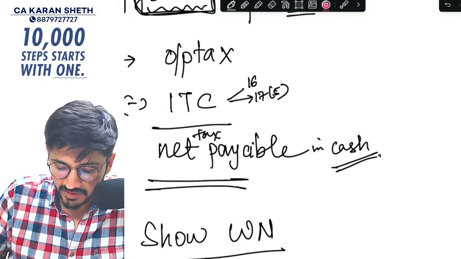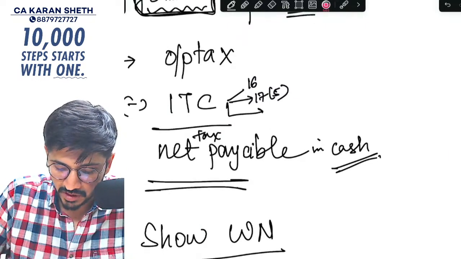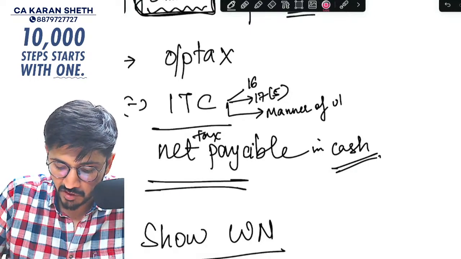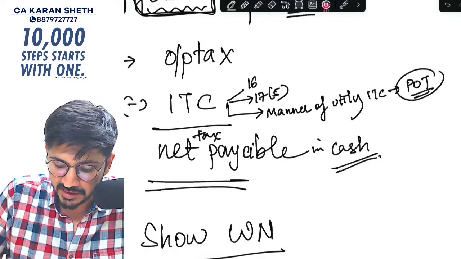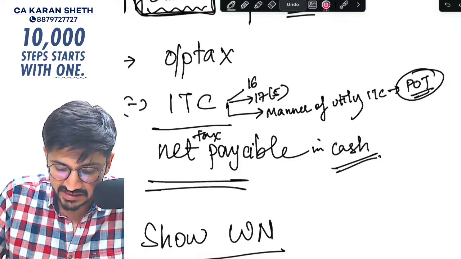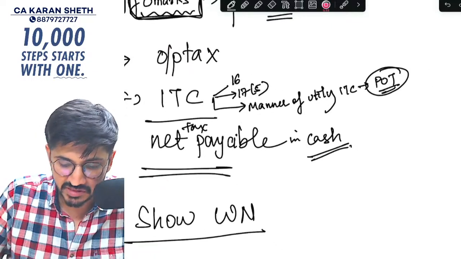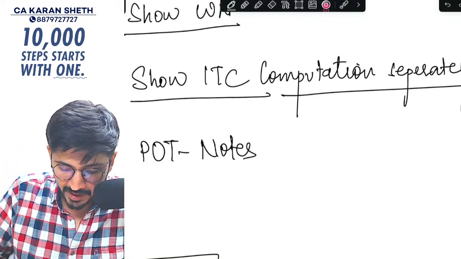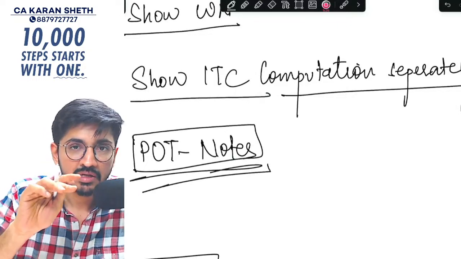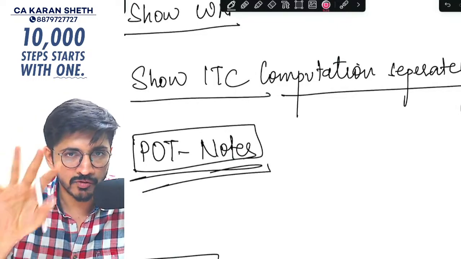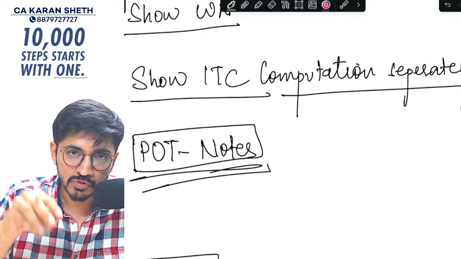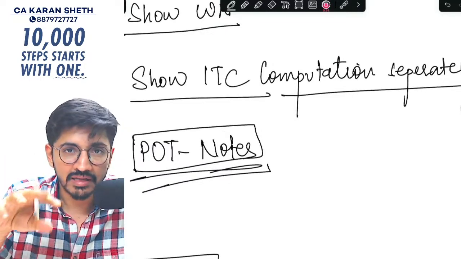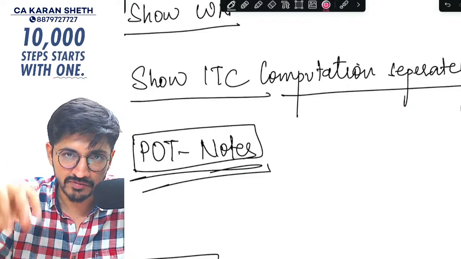So understand that for this ITC, you will also have to use the concept of payment of tax, the manner of utilization of ITC, where the payment of tax chapter will be taken into account. With respect to the payment of tax chapter, understand that in this 8 marker question, one note you will always land up writing is the payment of tax note, because that is a generic thing. You have to write that IGST will be used to pay off IGST liability, and once it is exhausted then you can use it to pay off CGST and SGST.